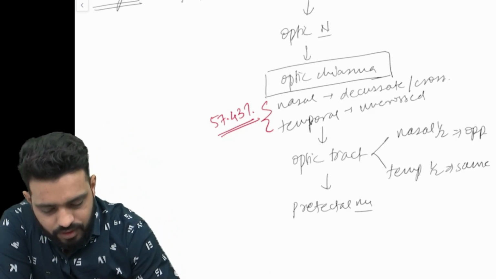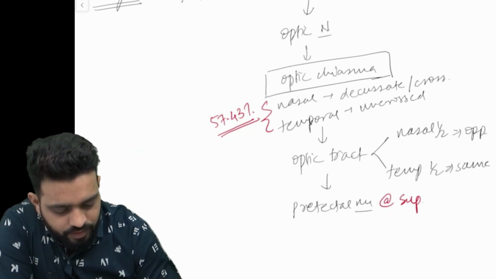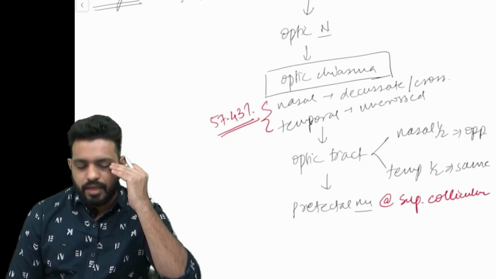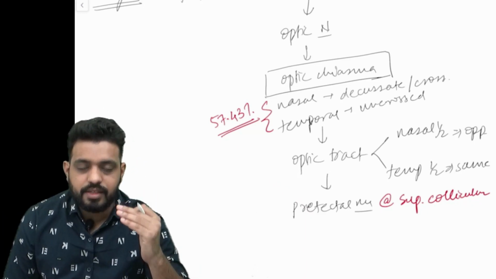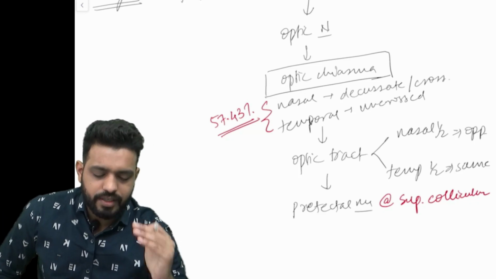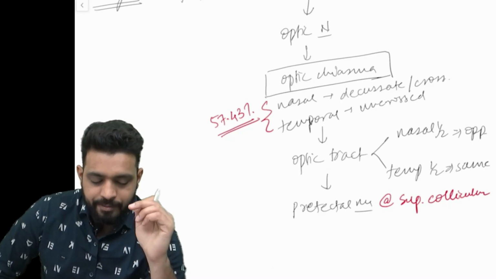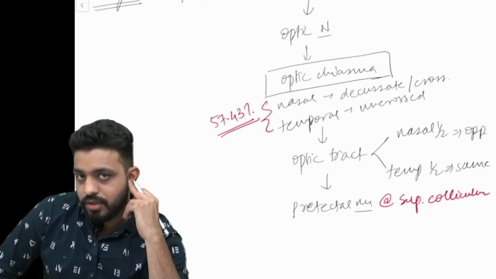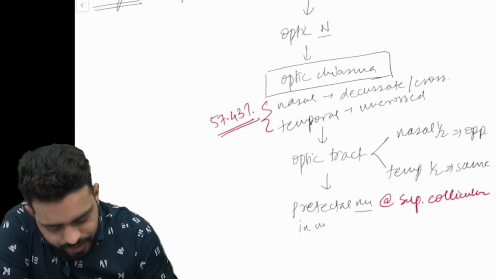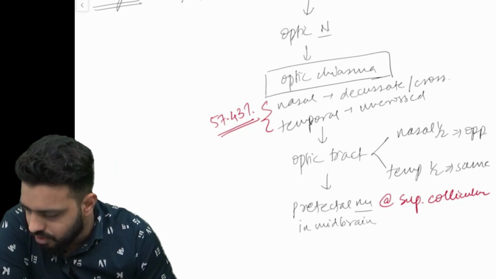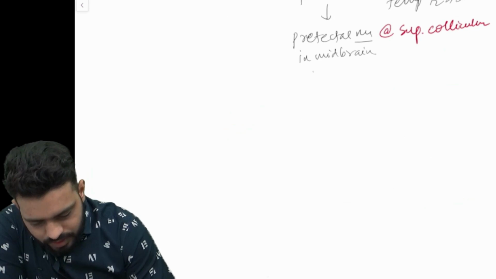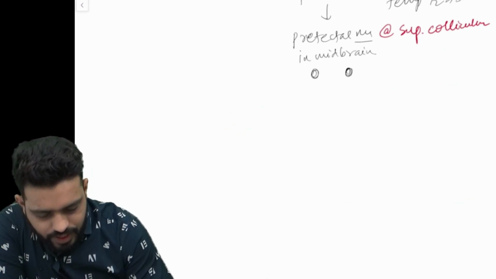This pretectal nucleus is at the level of superior colliculus. Don't confuse. At the level of superior colliculus there is pretectal nucleus, which is the site of vision center. Not exactly vision center, but it is related to eye. Just remember, it is related to eye because inferior colliculus is related to ear. Don't confuse this. So this is present in midbrain at the level of superior colliculus. Very important, the pathway. Now there are two pretectal nuclei for each eye.